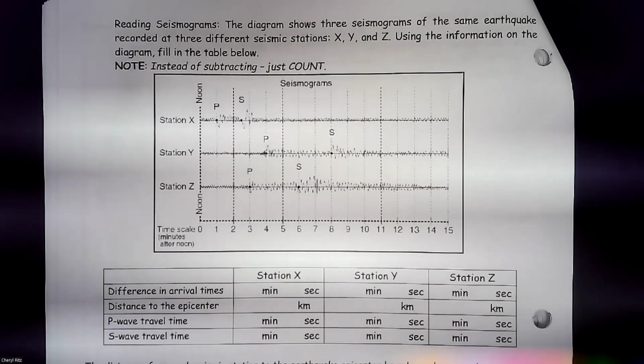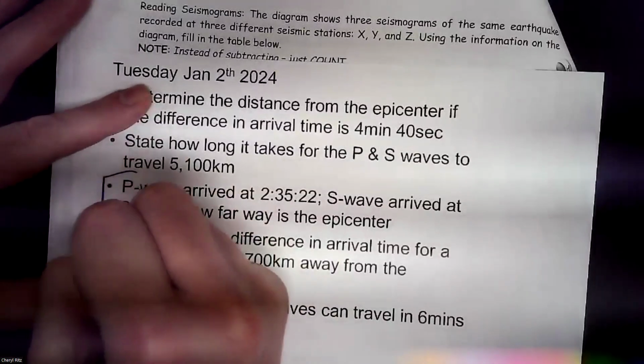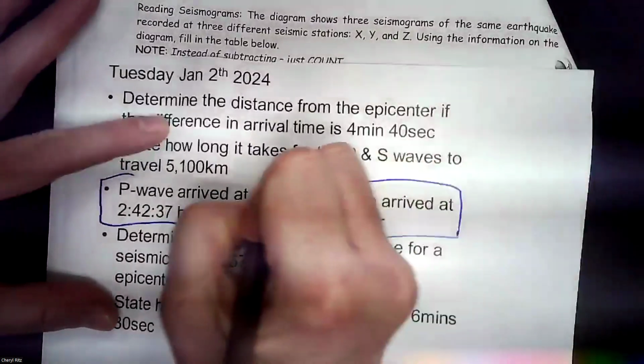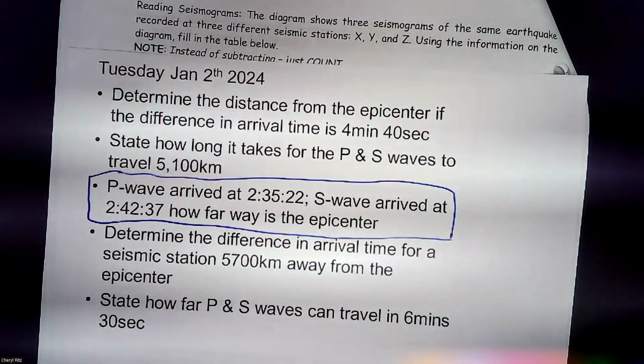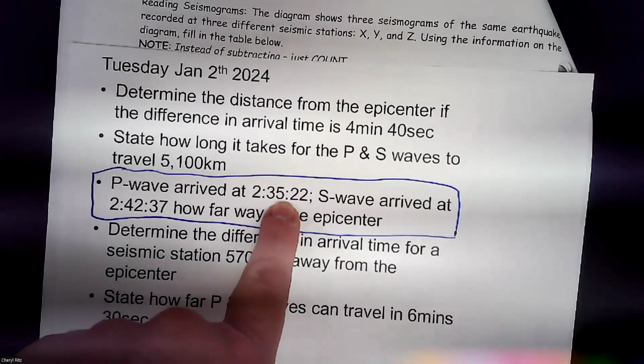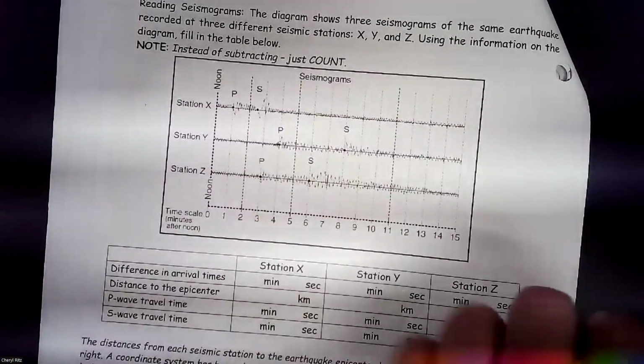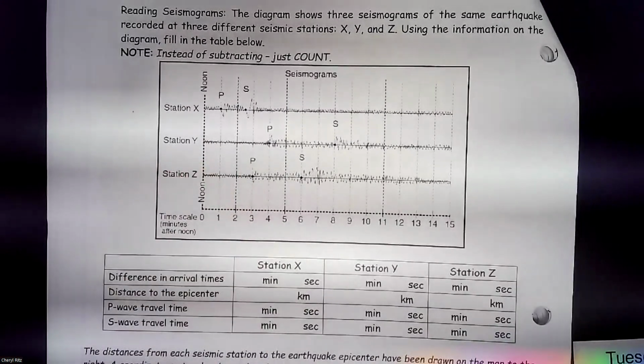The 5 questions like the one we did yesterday. They're essentially the same question as this one that we did yesterday. So it's really asking how far away is the epicenter? If the P wave arrived here and the S wave arrived here, the only thing that's different now is instead of me telling you, okay, it arrived at 2:35:22 and 2:42:37, what you have to do now is read that arrival time straight off of this squiggly line seismogram thing.